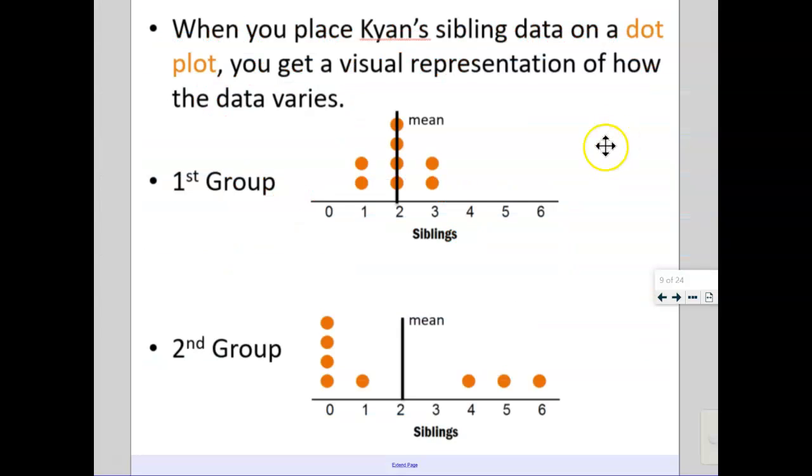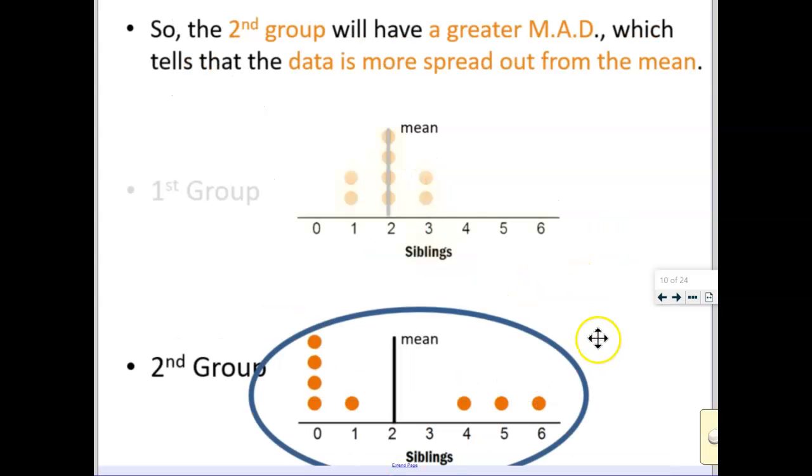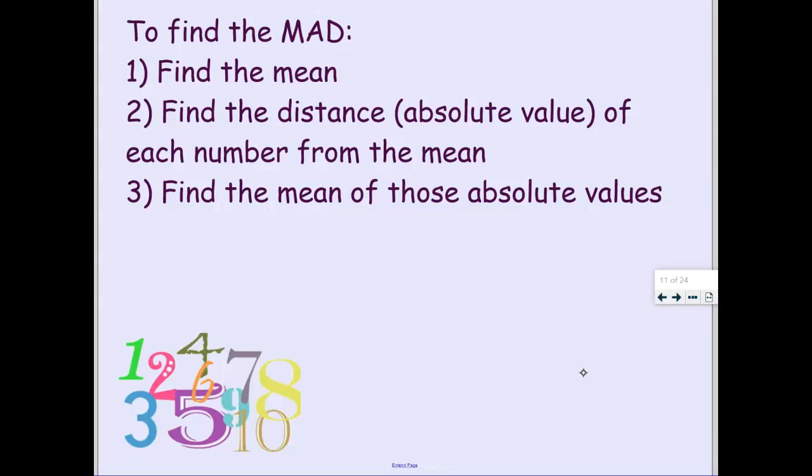All right, so let's go back to the Kyan example and his asking people how many siblings they have. Remember, both groups had an average, or a mean, of 2, but if we put them on a dot plot, we can see that this group is really bunched together and this group is really spread out. The second group is actually going to have the greater MAD because it's more spread out.